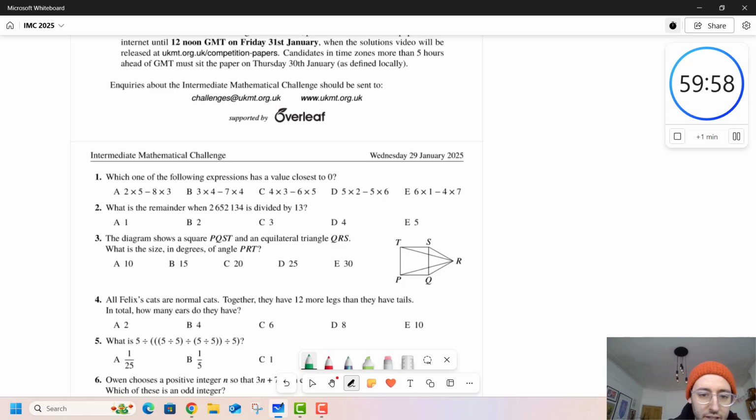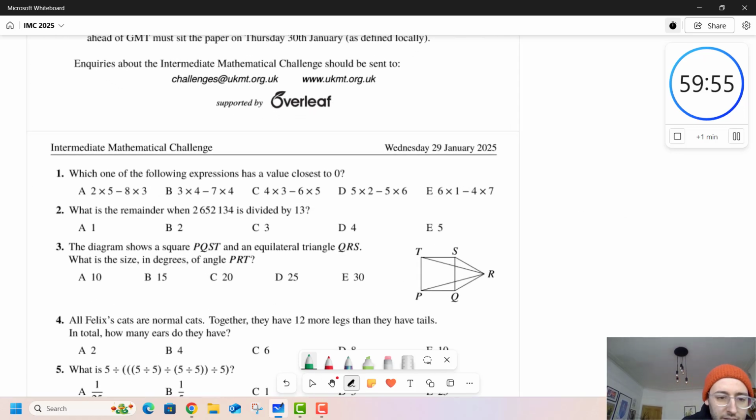Okay, which of the following has a value closest to 0? So 10 minus 24 minus 14, 12 minus 28. Wait, is one of these just going to be 0? 12 minus 28 minus 16. 12 minus 30 minus 18. I could probably go the other way. That's minus 20. That's minus 22.